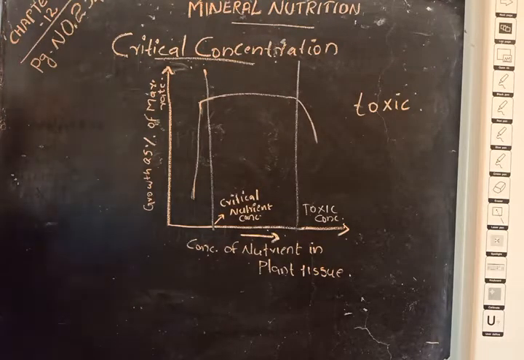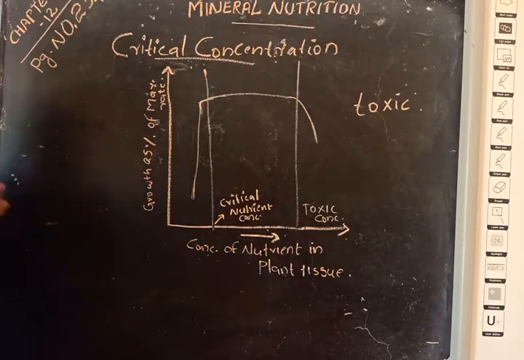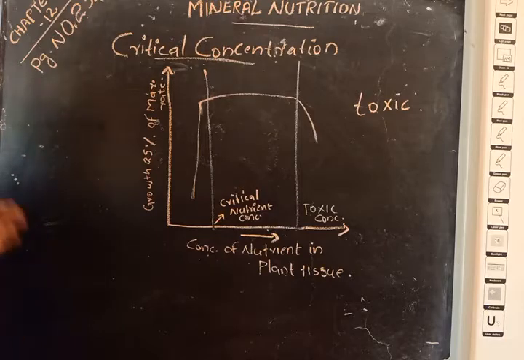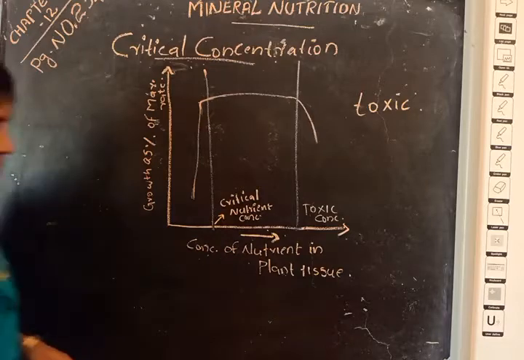So we must know the critical concentration of each mineral nutrient, that is, how much the plant requires for that metabolic process, the critical concentration of that particular element. So mineral nutrients lesser than critical concentration cause deficiency symptoms.